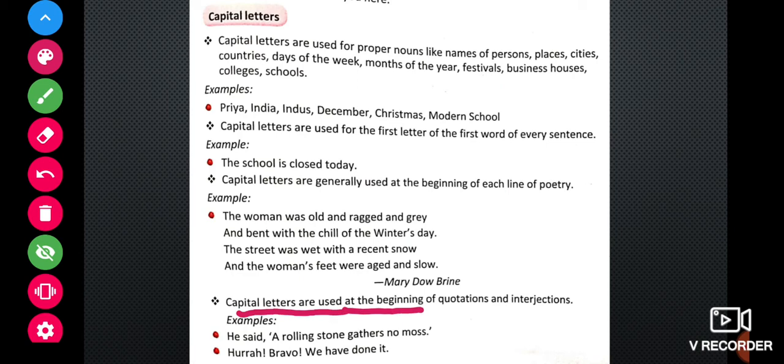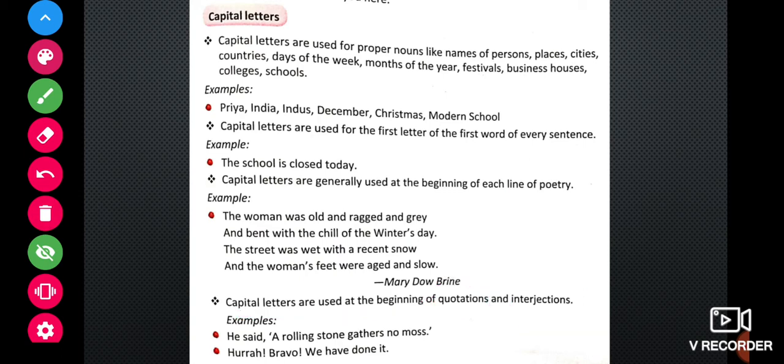Capital letters are used at the beginning of quotations and interjections. Now, quotations means some important quotes, thoughts which are said by famous people. Interjection means words that show feelings like oh, like wow, like bravo, like hurrah. So, such words are called interjections.